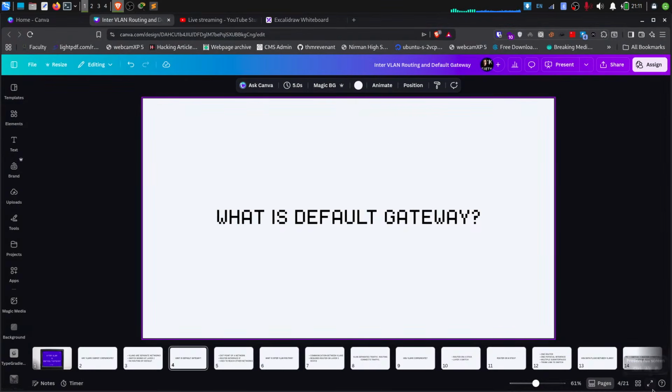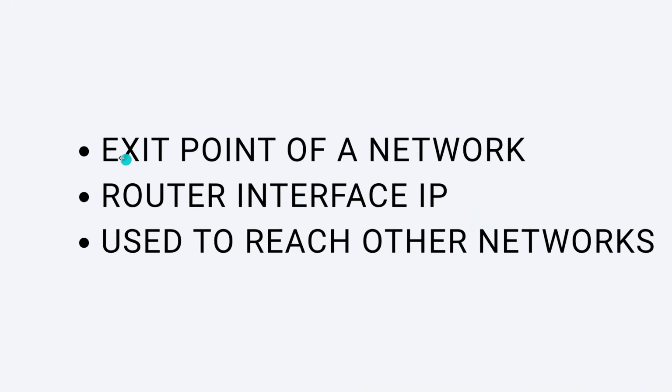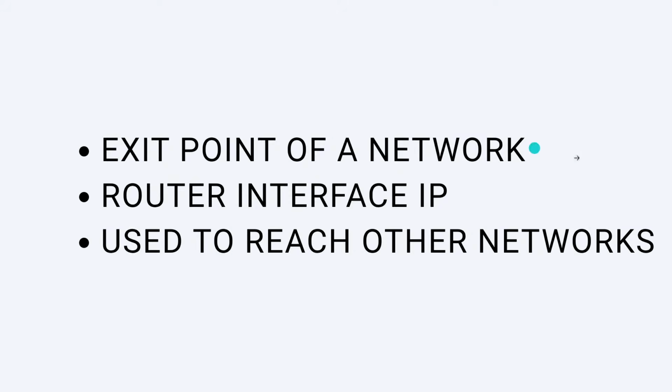The default gateway is basically the IP where you can access all of these things. Now I'll show you the theoretical part. What is a default gateway? The default gateway is basically the exit point of a network. It can be a router's interface IP, which is how you can manage your router, and it is also used to reach other networks. So these are the three points to understand what a default gateway is.